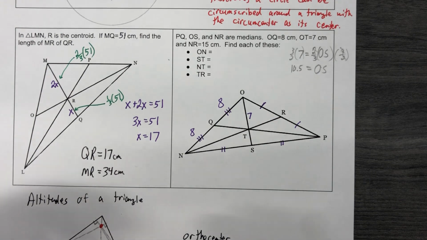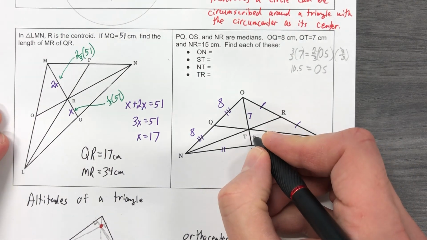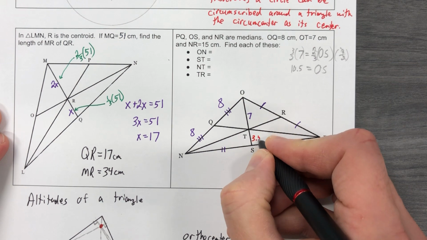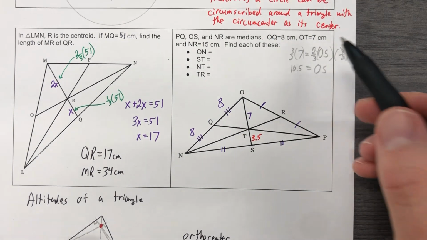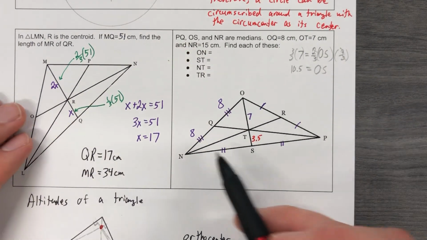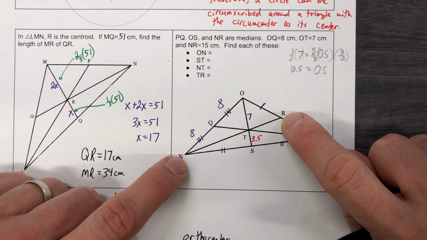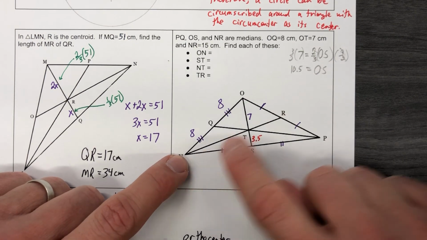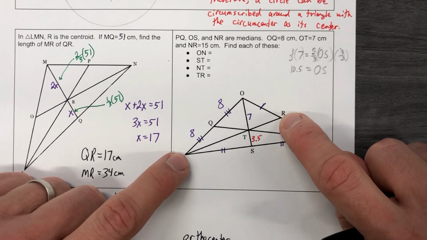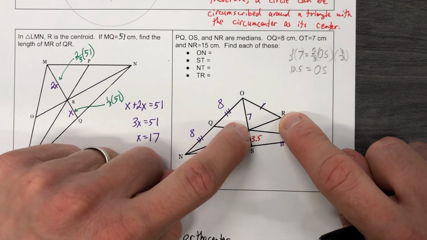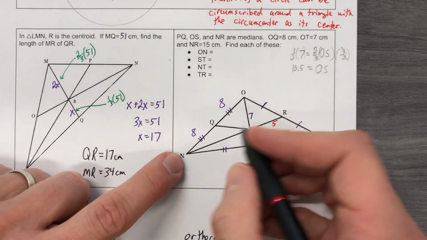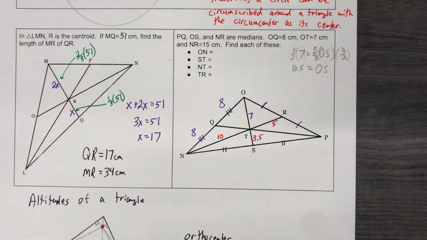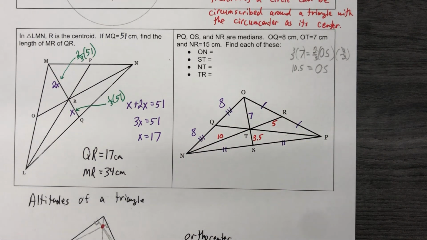So here's what I don't know yet. What's half of 7? 3.5. Boom, now I know it. Which actually answers one of the questions. But we'll keep reading. OT is 7, and NR is 15. Okay. If this is 15, this is 1/3 of 15. This is 2/3 of 15. I know everything there is to know about this problem at this point.